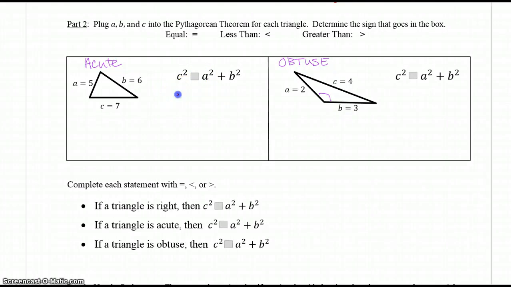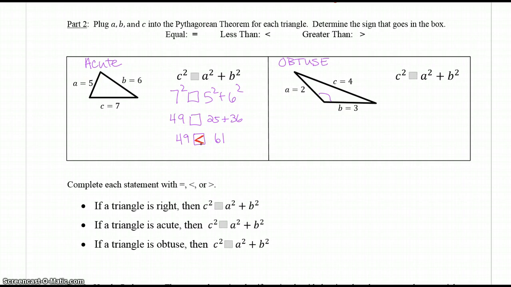So C is 7. A is 5, B is 6. Simplify it down so we get 49, 25 plus 36, and then this is 61 if you combine like terms. So we see that 49 is not equal to 61, so this cannot possibly be a right triangle. 49 happens to be less than 61.